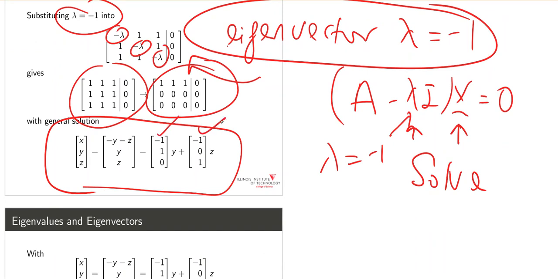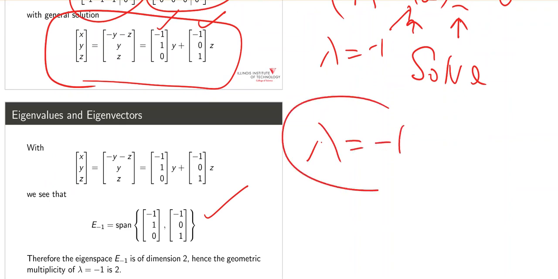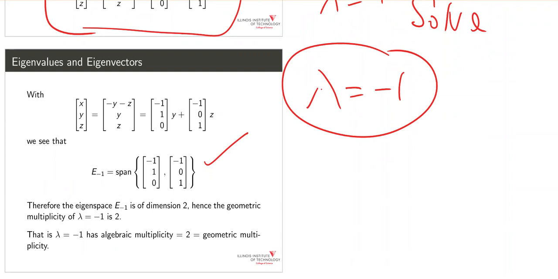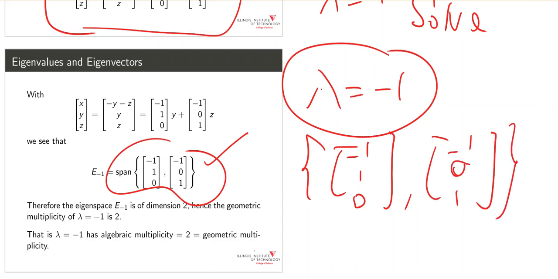So you can see the eigenspace for lambda equals -1 is spanned by these two vectors. By definition, this is a vector space that has dimension 2. These can be taken as a basis for that space. They span the space, obviously, by definition, and they are linearly independent. You can check that. So the dimension is 2 because there are 2 vectors in the basis. We call this the geometric multiplicity. So we say the geometric multiplicity for lambda equals -1 is 2.